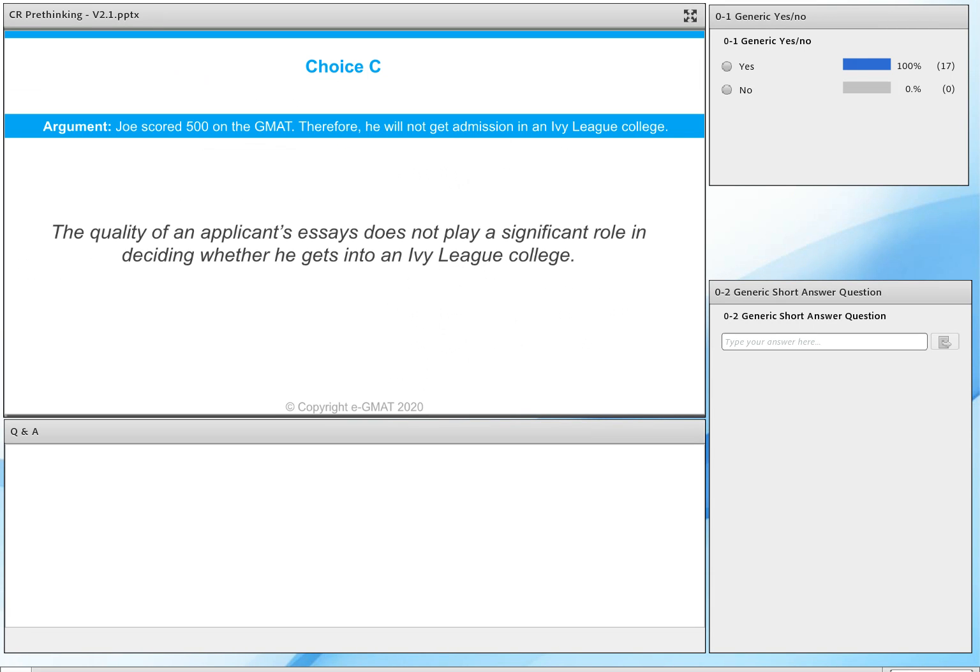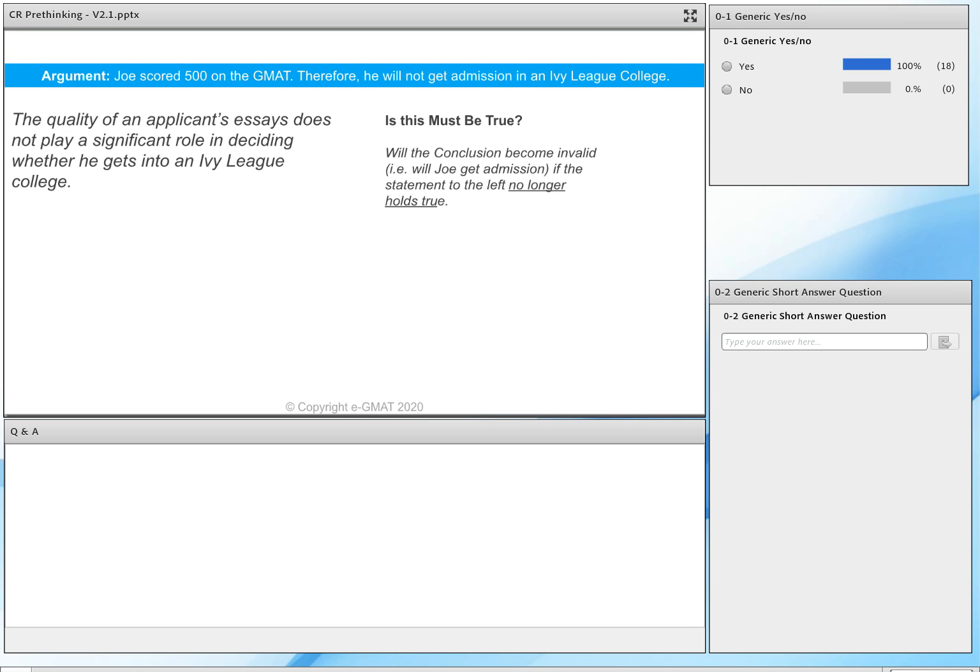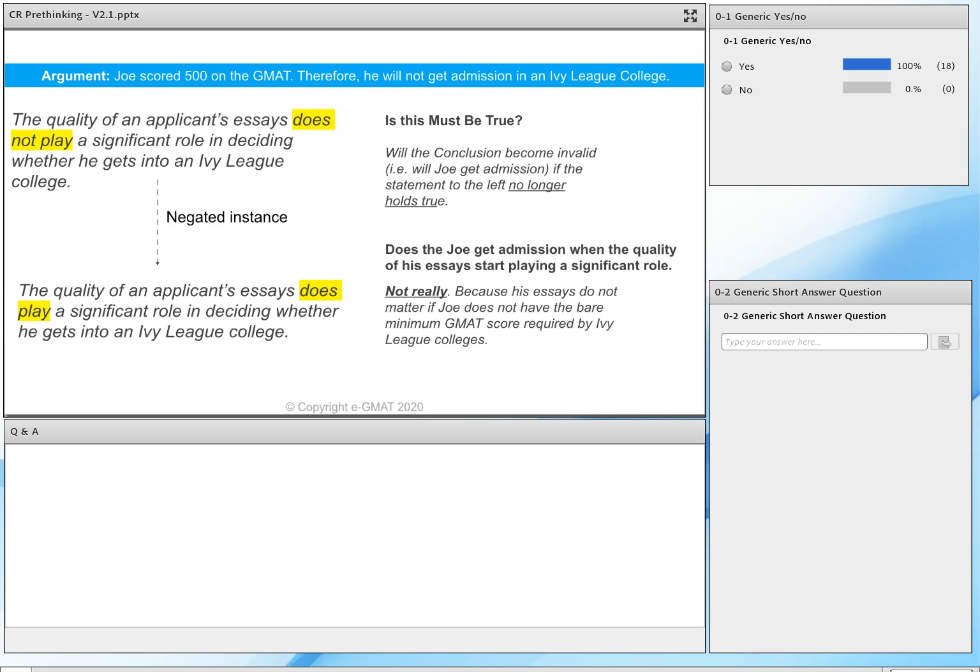Similarly, you can use this to again reject an answer choice such as this, which is: the quality of an applicant's essays does not play a significant role in deciding whether he gets into an Ivy League college. Let's say, is this must be true? Is this an assumption? If we had to evaluate this, we say, what happens if we remove this information provided by this statement? So let's look at the negated instance: the quality of an applicant's essays does not play a significant role, or the essays are not important essentially.